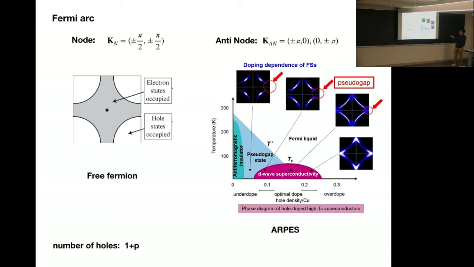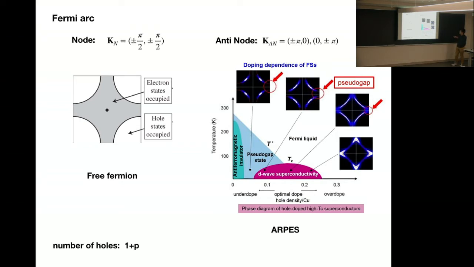By arcs, I mean, let me divide two momentum regions. One is called a node, the other one is called an anti-node. The node is parallel to here, so you have four nodes. You also have some anti-nodes. The anti-node is here, where it's zero. From this experiment, you will find that the anti-node is actually gapped. If you look at the anti-node here, you don't find any spectral weight. So it looks like this part of the Fermi surface just disappears for some mysterious reason, and you only find a segment of Fermi surface near the node.